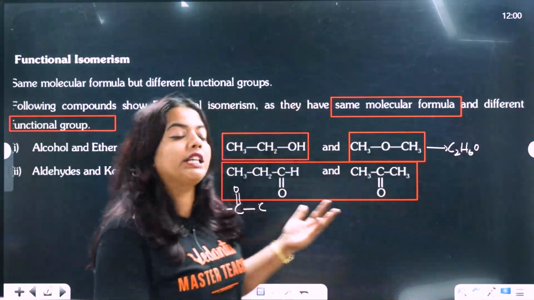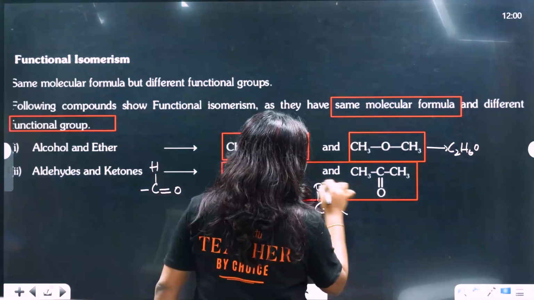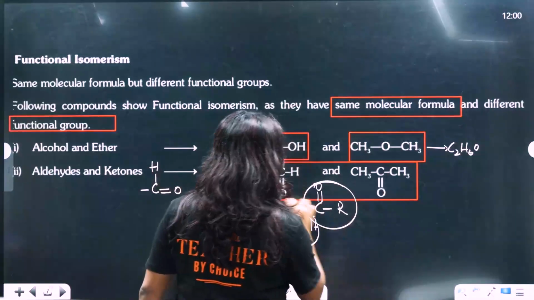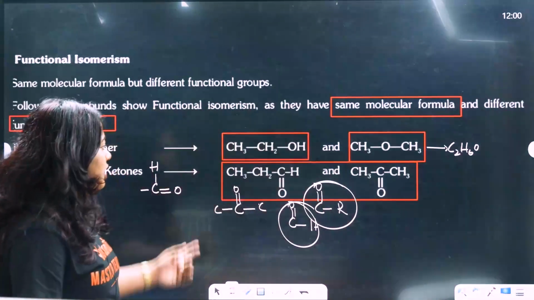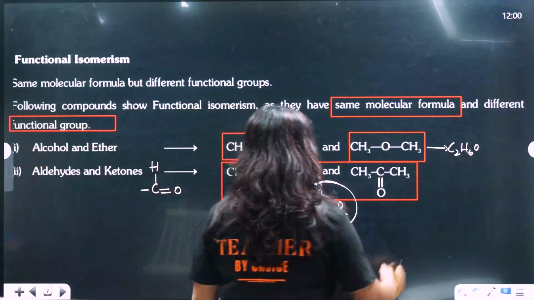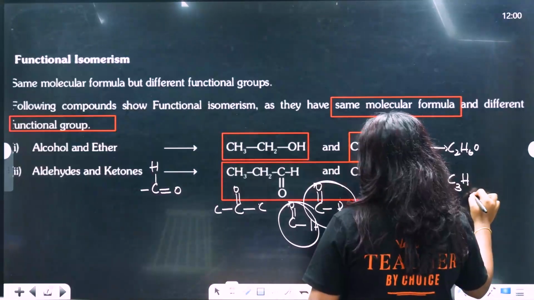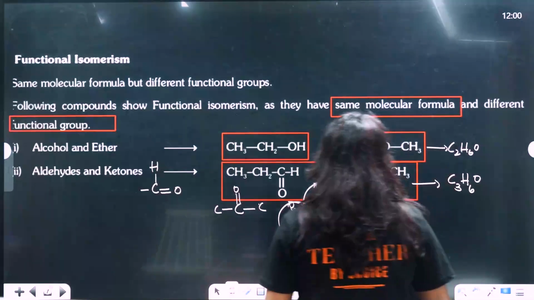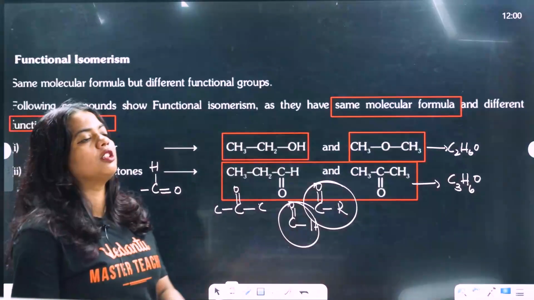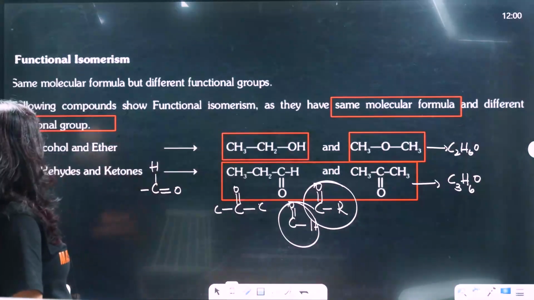That is the ketone, or else you can write it as C double bond O R. This is the ketone group, C double bond O. This is the aldehyde group. But when you check this particular one, the number of carbon atoms and the molecular formula are the same. Look here, C3H6O, and here also C3H6O. The molecular formula is the same for this particular functional isomerism.